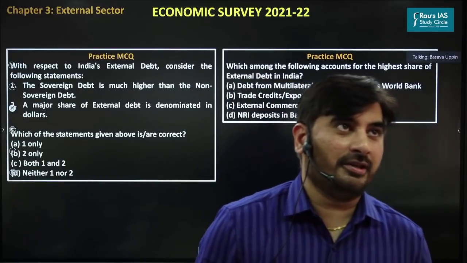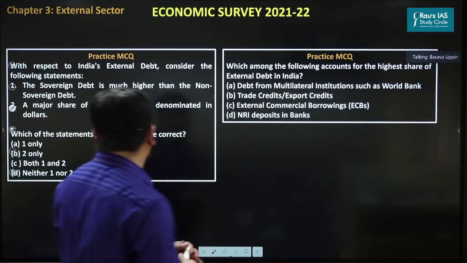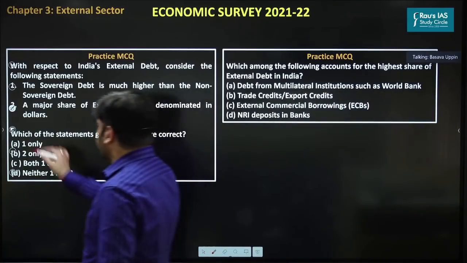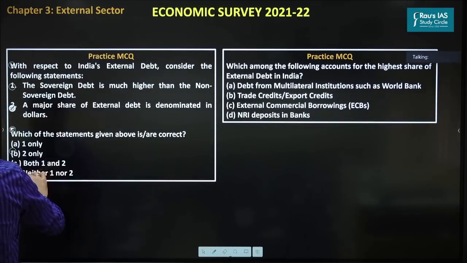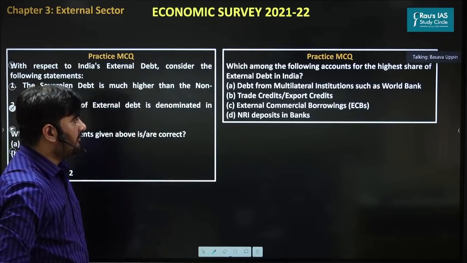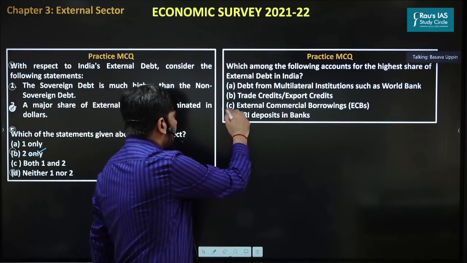Look at the practice question. What do you think is the answer? Answer is B here. Good. What about this? Which among the following accounts for the highest share of external debt in India? External commercial borrowings. Good.